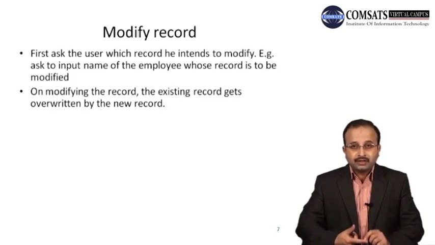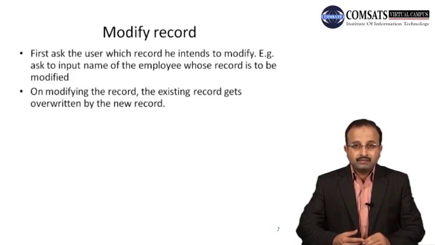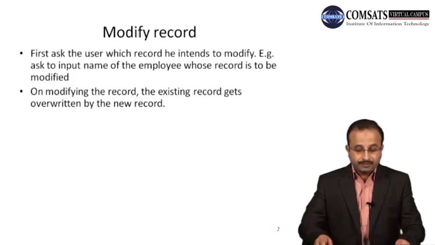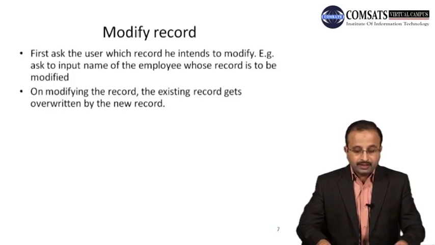You first read one record, then you check whether the name is the same as input by the user. If it is not, you read another record. If you find that the name is the same as input by the user, then you input the new values and write these values at that place in the file. Okay? So on modifying the record, the existing record gets overwritten by the new record. How will it be overwritten? We will see this.